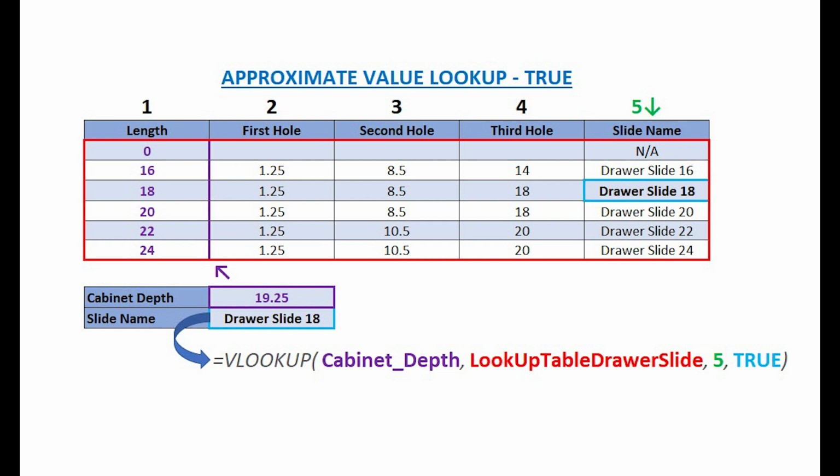In the next example, we're going to return a value based on an approximate value approach. This formula is referencing the cabinet depth, which is 19.25 inches in this case. 19.25 doesn't exist in the range of values in the first column. 19.25 is greater than 18, so naturally the formula would look down to the next row. But because we're using an approximate value set by using true, the formula will look up a row, which turns out to be the row for the 18-inch drawer slide.